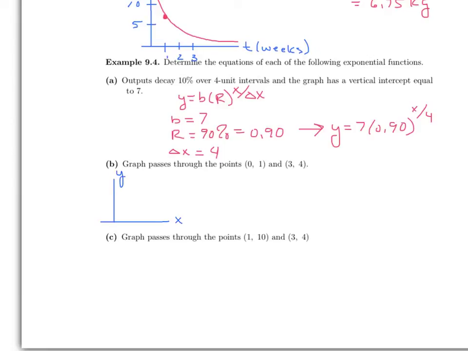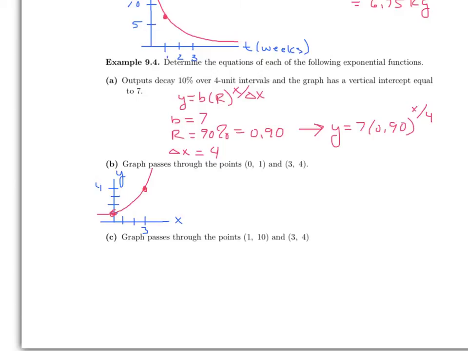The graph passes through (0, 1) and (3, 4). There. This is 4, this is 3. So (0, 1) is right about there, and (3, 4) is right about there. So you can tell already from just these 2 points that we're talking about an exponentially growing function. So the curve, the graph, is going to look something like that.